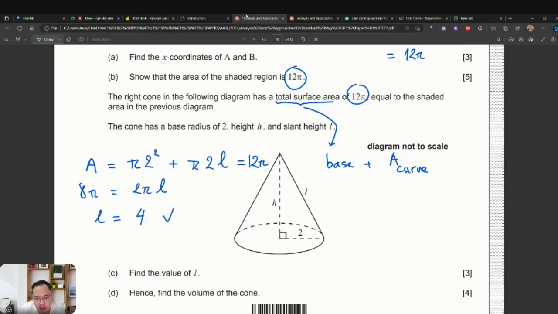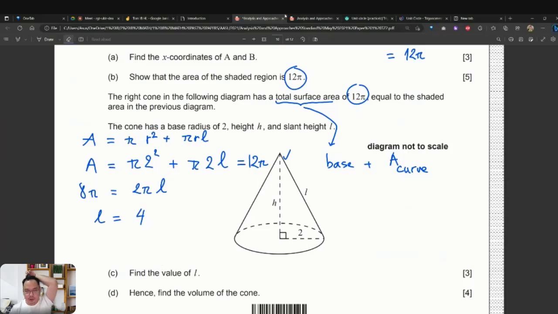Done. 3 marks: 1 mark, 2 marks, 3 marks. Or 1 mark for the formula, replacing the 2 here by the letter R: pi R squared plus pi RL. Okay. 1 mark, 2 marks, 3 marks. Not that hard.